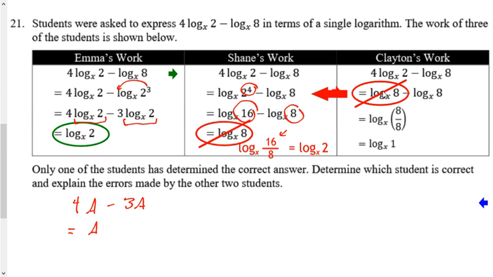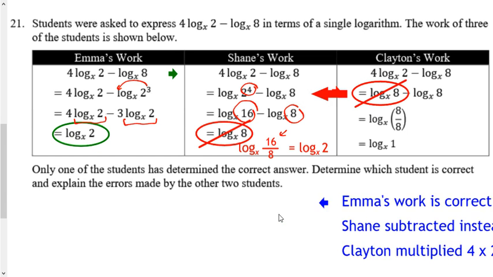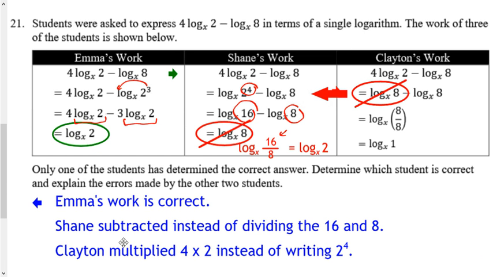So if we were to summarize the mistake in words for each of Shane and Clayton, well, first we could say that Emma's work is correct. Shane subtracted instead of dividing the 16 and the 8. Subtracting 16 minus 8 should have been dividing. And Clayton multiplied 4 times 2 instead of writing 2 to the exponent 4, which is what Shane did.